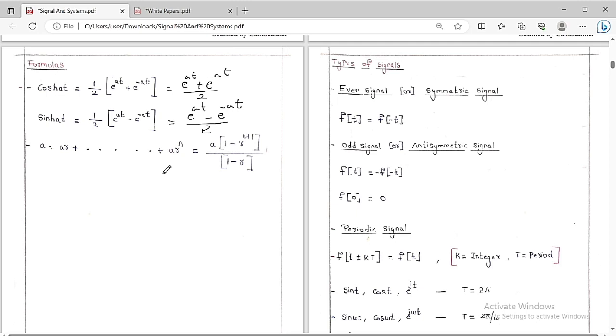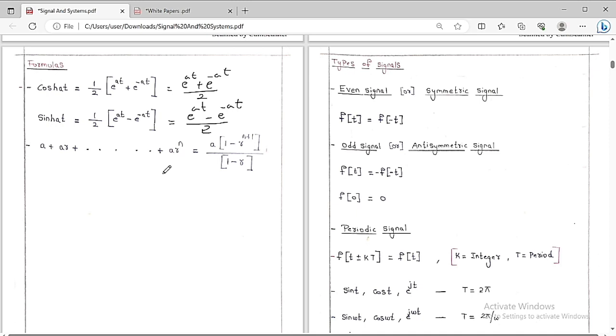A is the first term, r is the factor by which each and every term is going to get multiplied, and n plus 1 is the total number of terms present in this expression. So this is a formula you always have to keep in your mind. a plus ar square up to a into r to the power of n is equal to a into 1 minus r to the power of n plus 1 by 1 minus r.